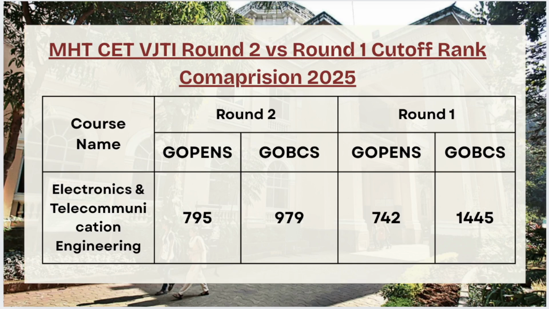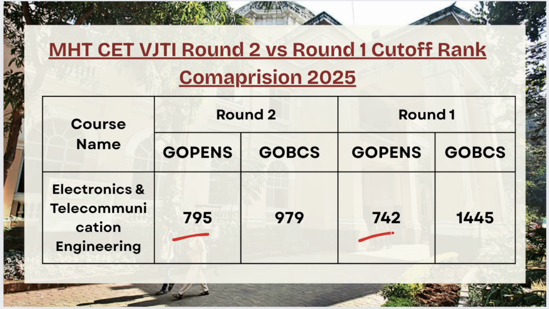Next in the list we have Electronics and Telecommunication Engineering. As you can see on screen, for G Open category for Round 2 the cutoff rank was 795, whereas for G Open Round 1 the cutoff rank was 742. So till now we have seen computer science and information technology. In both the courses there is a very slight difference between the Round 1 and Round 2 cutoff. Same goes with Electronics and Telecommunication Engineering. So for the future Round 3 counseling also you can expect a very slight change in the Round 3 cutoff. So you can plan the expected cutoff by checking the Round 1 and Round 2 cutoff in the video.